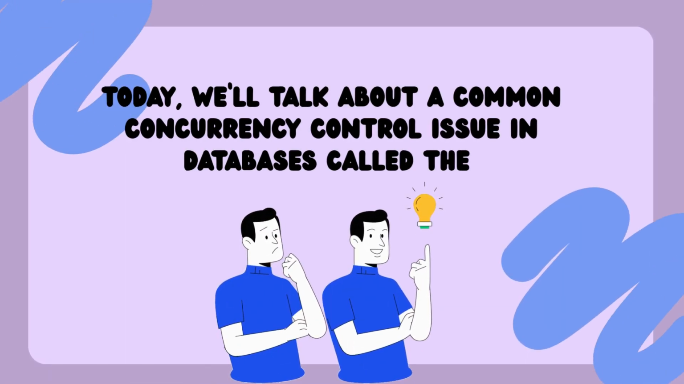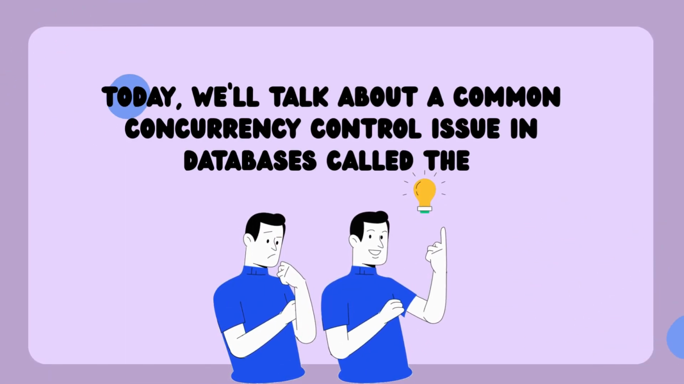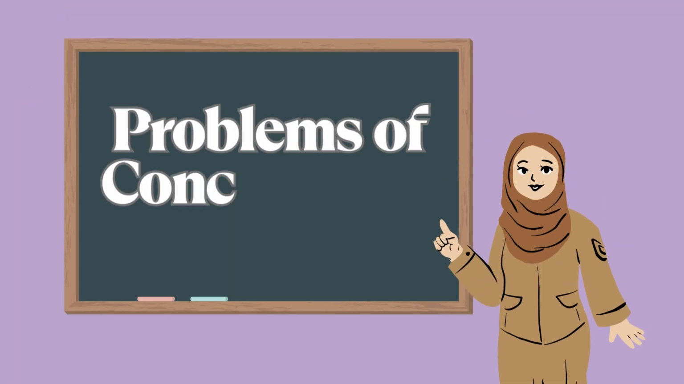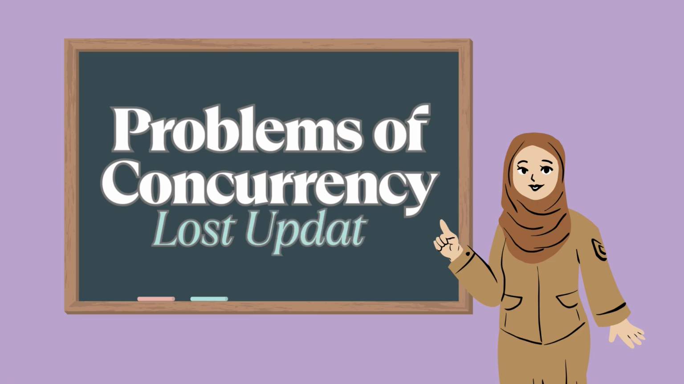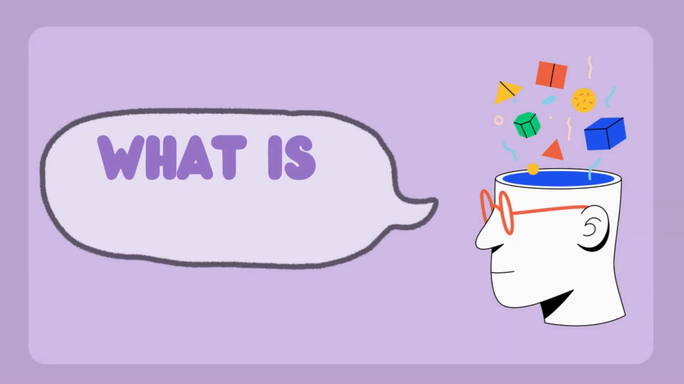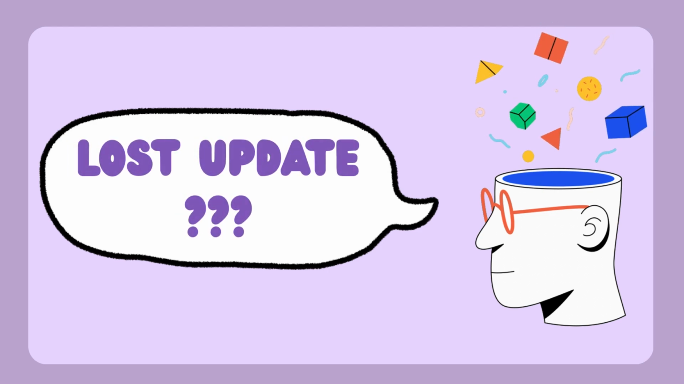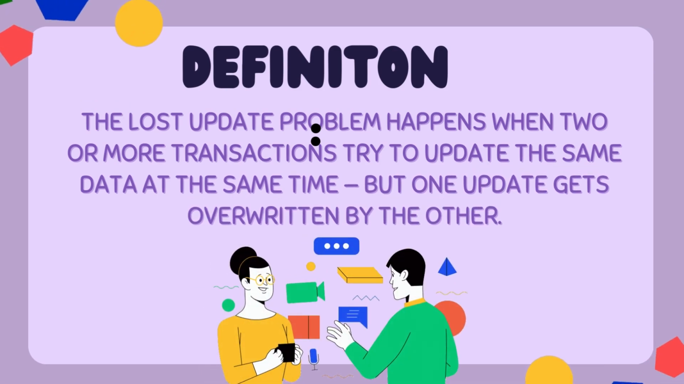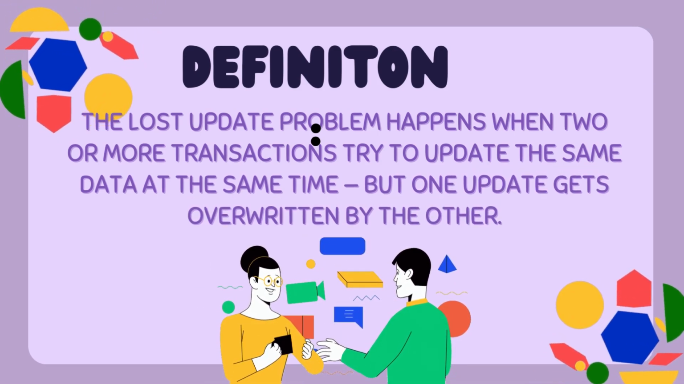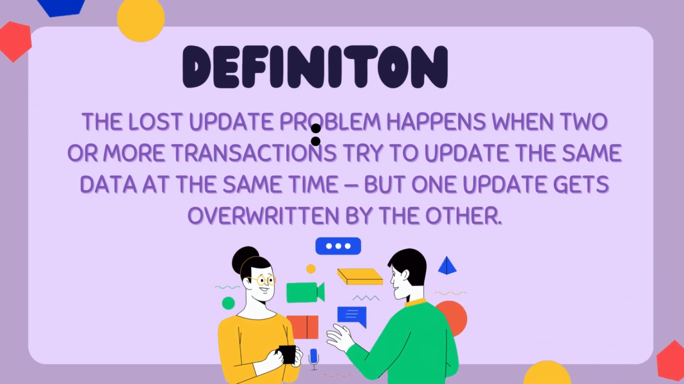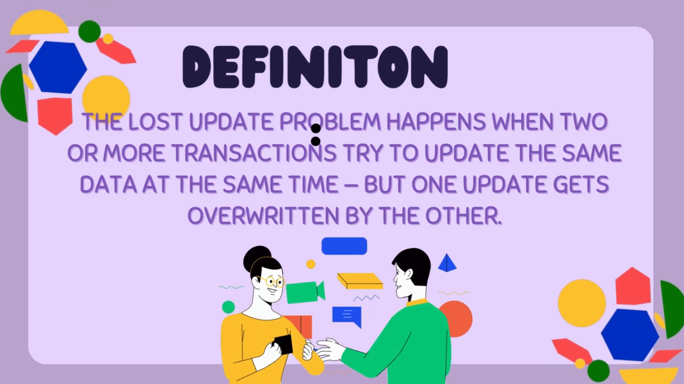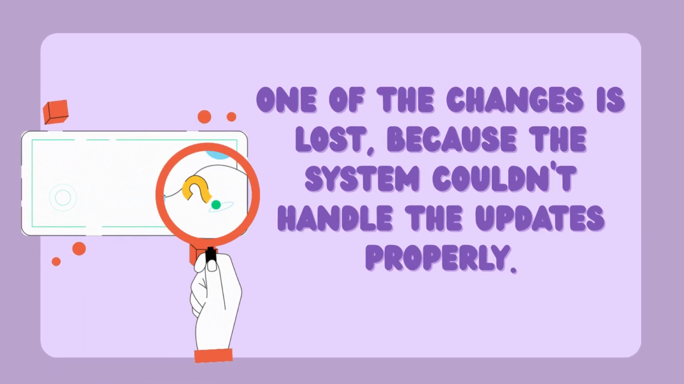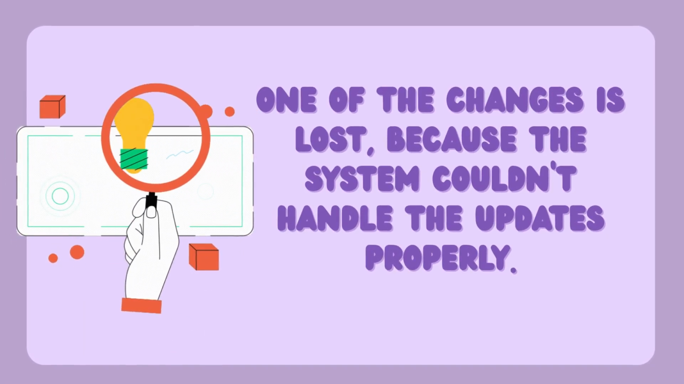Today we'll talk about a common concurrency control issue in databases called the lost update problem. What is a lost update? The lost update problem happens when two or more transactions try to update the same data at the same time, but one update gets overwritten by the other. So in short, one of the changes is lost, because the system couldn't handle the updates properly.